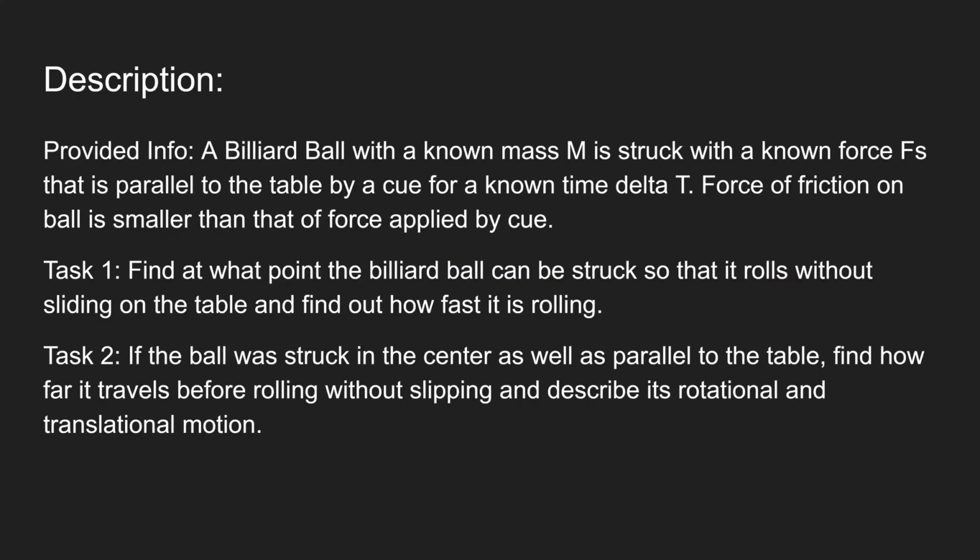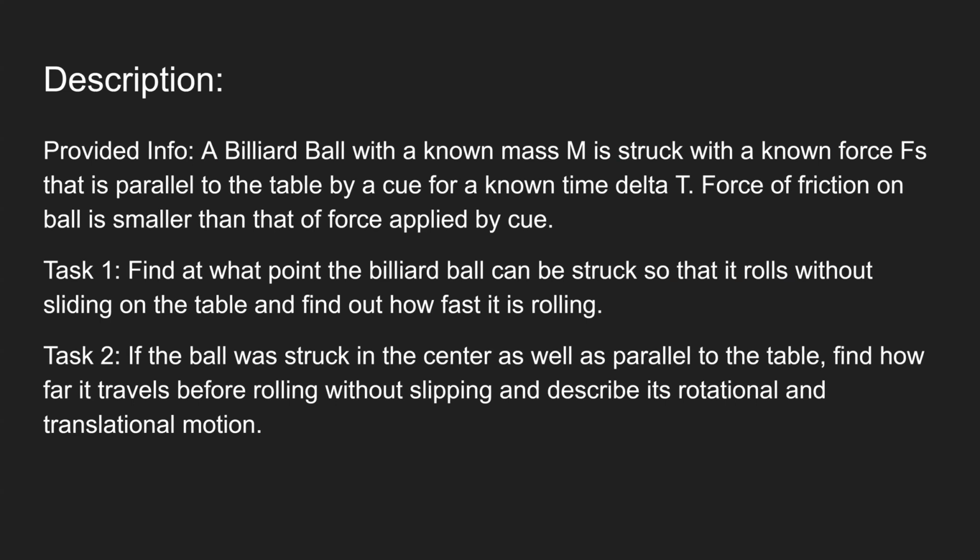So, for our description, we have known information as well as stated tasks. First of all, our provided info is a billiard ball with a known mass M is struck with a force F, known as Fs, that is parallel to the table and applied by a cue for a known time delta T, and that the force of friction on the ball is smaller than the force applied by the cue.